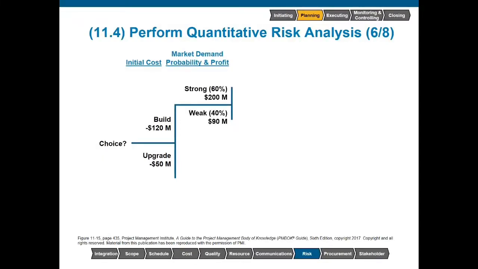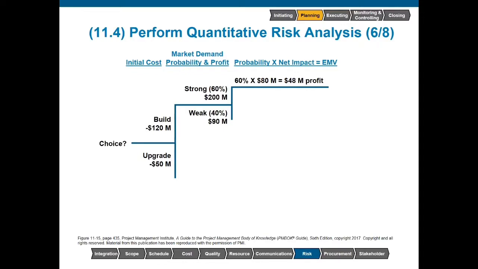There'll be a 60% chance that there's a strong market, so we'd be able to sell the building for $200 million. But if it's a weak market, then we'd only be able to sell it for $90 million. One very important concept about a decision tree that we do have to point out here: every branch must have a total of 100% accounted for. So there's no possible way of saying there's a 60% chance of strong and a 20% chance of weak and 20% unaccounted for.